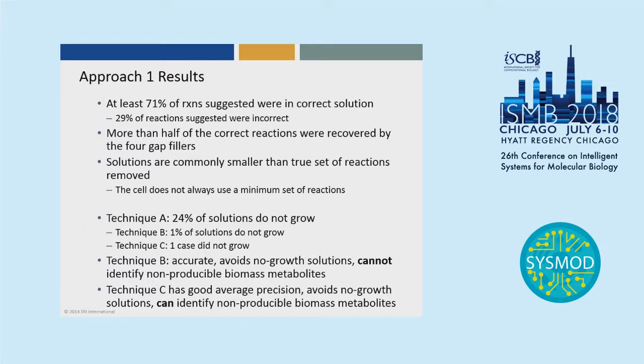It was commonly the case that solutions were smaller than the true set of reactions removed, again, because the reactions that were removed often contained non-essential reactions. And so one overall observation is the cell doesn't always use a minimum set of reactions. So kind of interesting. We kind of like the Occam's razor principle, but the cell is not always using a minimal set of reactions.